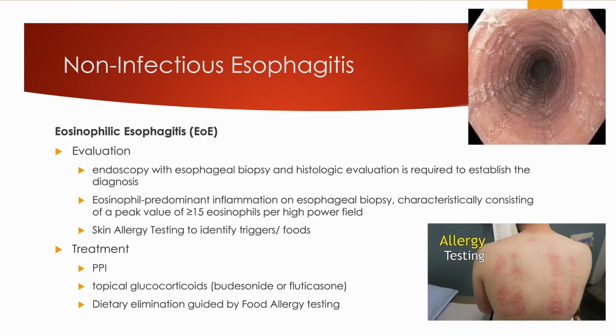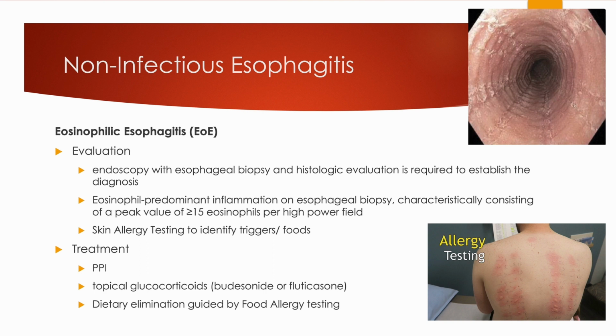And then the evaluation is done with endoscopy with biopsy. And the histological evaluation helps establish the diagnosis. You'll see this eosinophil predominant inflammation. So when we take the biopsy, we send it to pathology, and they see lots and lots of eosinophils. And that is indicative of esophagitis.